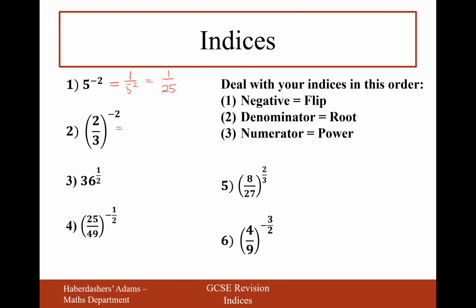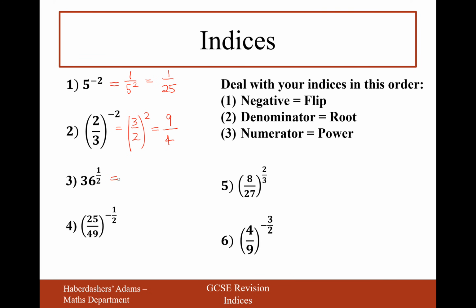Excellent. Moving on to the next one. In this case, there is a negative, so I'm going to flip the fraction upside down. So it's now going to be 3 over 2. And I've dealt with the negative bit of this power now, so I can get rid of the negative on the power, so it's now just squared. There's no denominator on this one, so I'm going to skip step 2 and go straight to the power. And I'm going to do the power to the top and the power to the bottom. So it's 9 over 4.